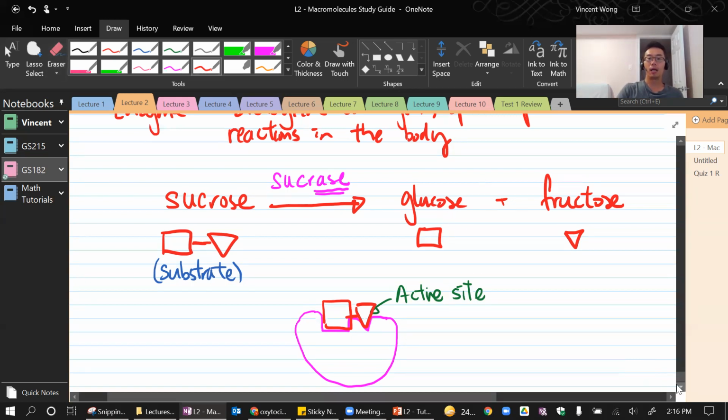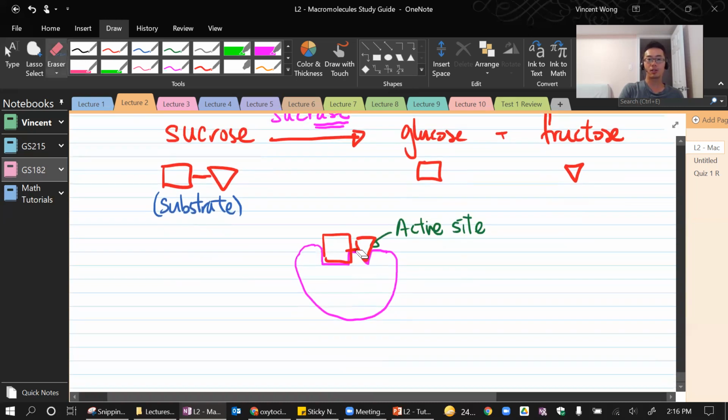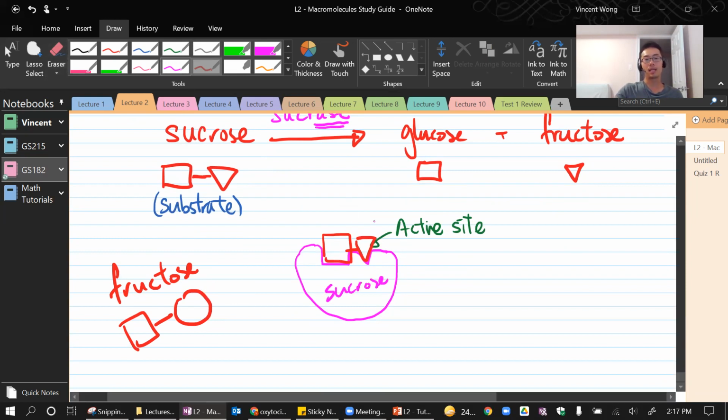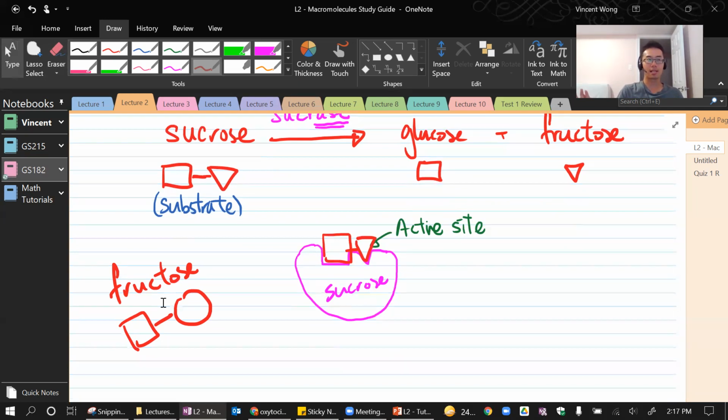Okay, so the active site is of a particular shape, and so is the substrate. If I have fructose instead, fructose, right? Fructose would be glucose, which is represented by the square, plus galactose. This will not fit in the active site of sucrase, right? And it will not be able to help with the breakdown of fructose. And so to break down fructose, you will need to have another enzyme. And if you want to guess the name of that enzyme, it's going to be fructase.